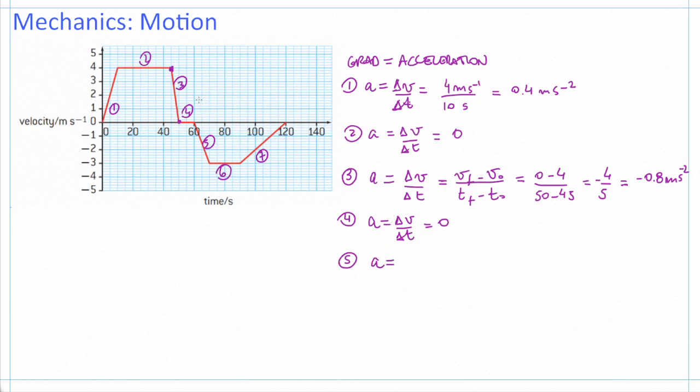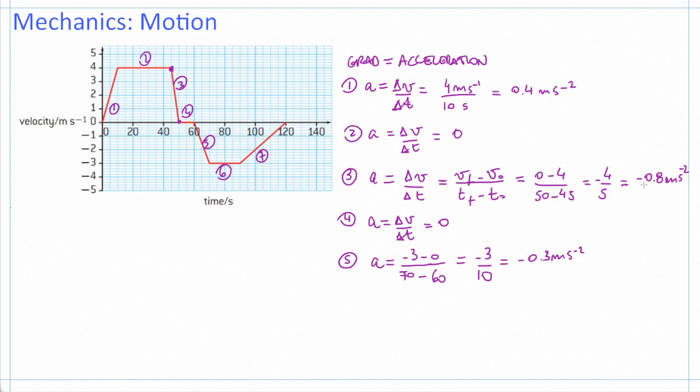Number 5, we are going down again, so I'll just put the numbers now straight away. We are going from 60 to 70 seconds, and our velocity goes from 0 to -3. So -3 minus 0, final minus initial. So that would be -3 over 10, which is -0.3 meters per second squared.